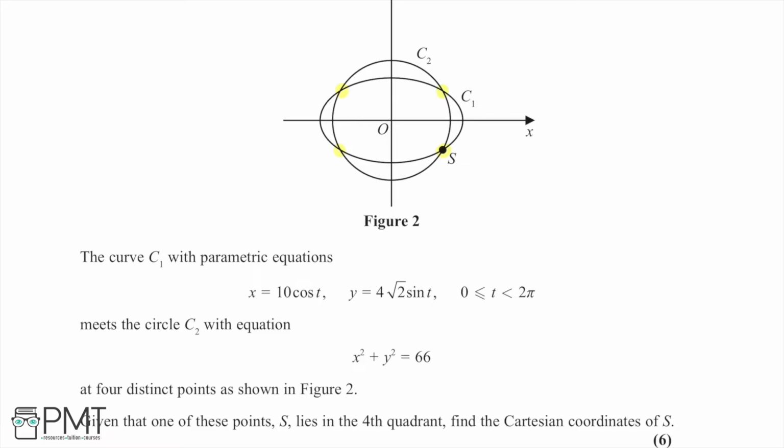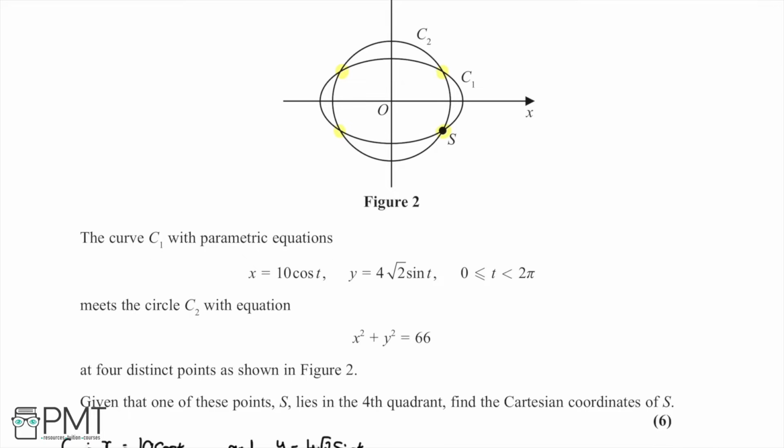We're given that one of these points, S, lies in the fourth quadrant of the graph. So this means that it's in this section here. That's what the fourth quadrant means. And what we're asked to do is to find the Cartesian coordinates of S, so where it lies in relation to the origin.